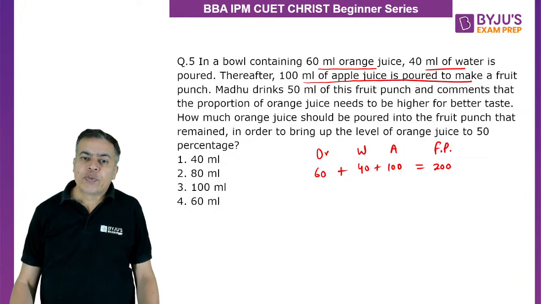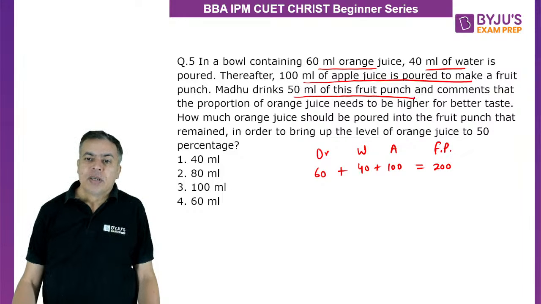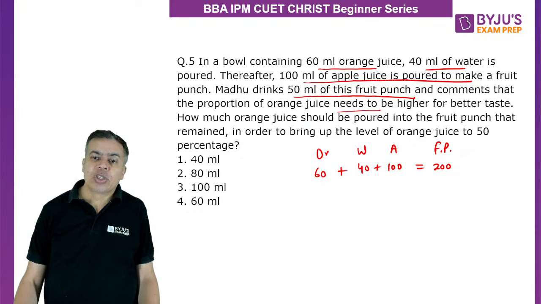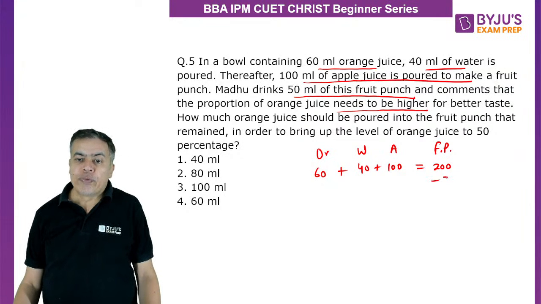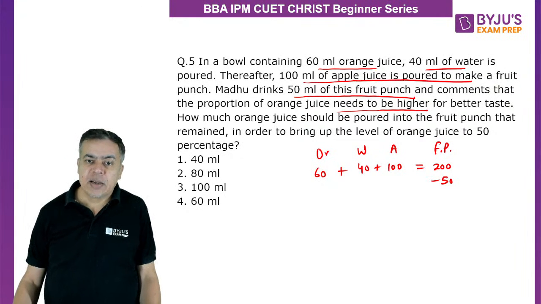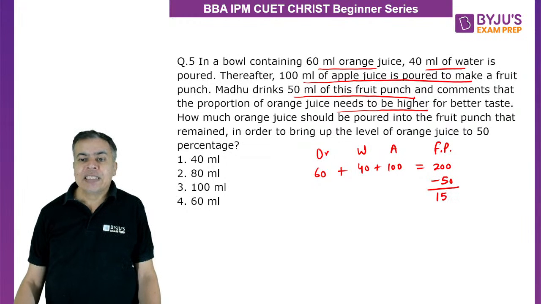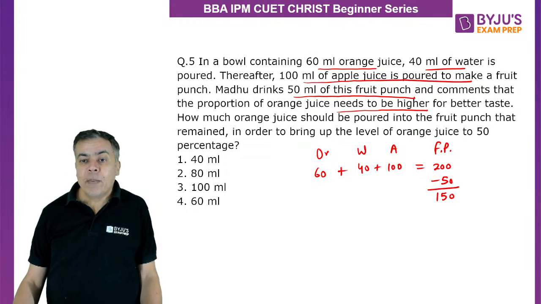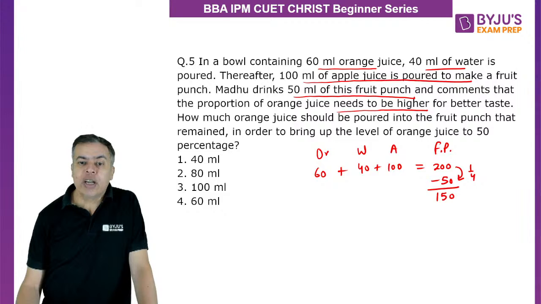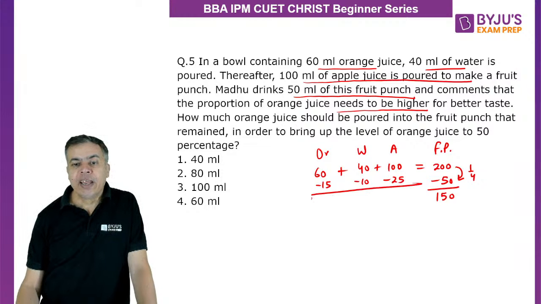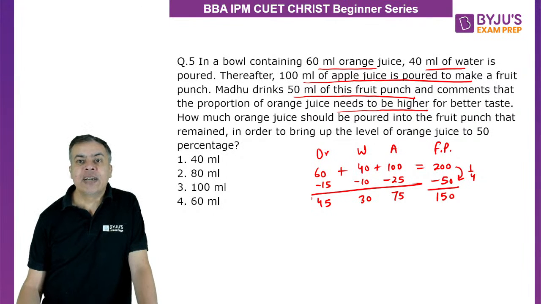Now Madhu drinks 50 ml of this fruit punch and then comments that the proportion of orange juice needs to be higher. So 50 is taken by Madhu and 150 is left. Madhu drank 1/4, so 1/4 of the orange will go, 1/4 of water will go, 1/4 of apple juice will go. So the remaining orange will be 45, water will be 30, apple juice will be 75, and this total will be 150.